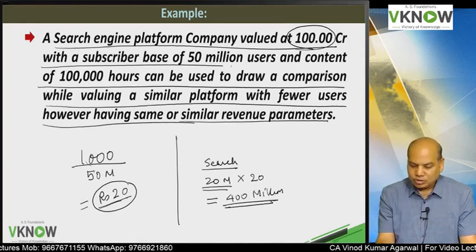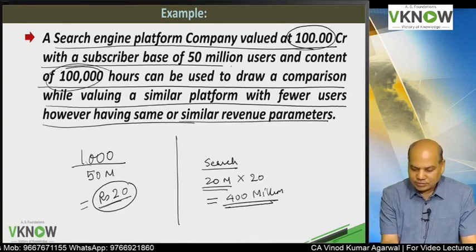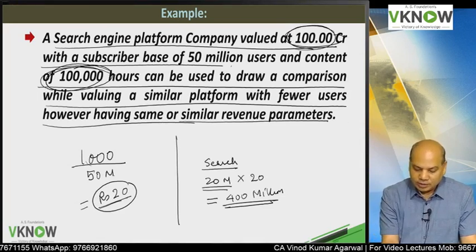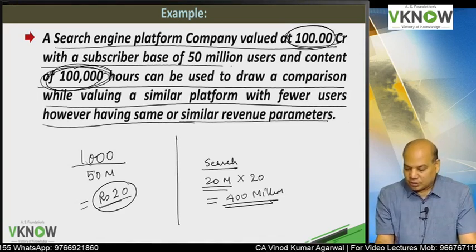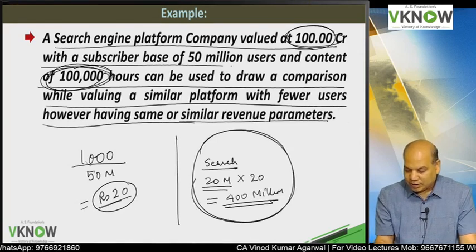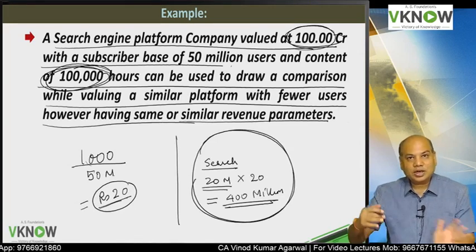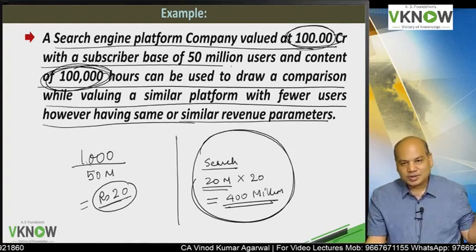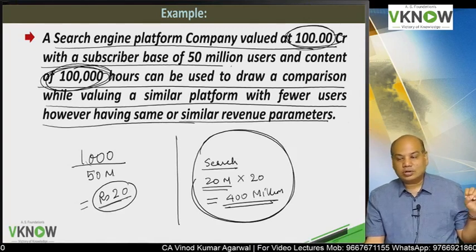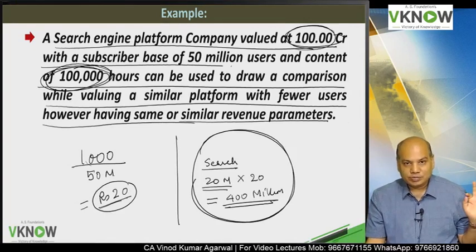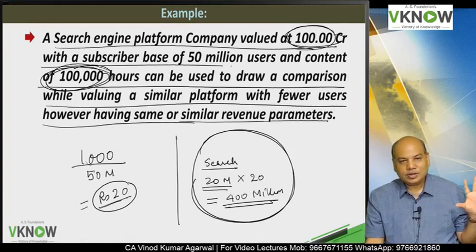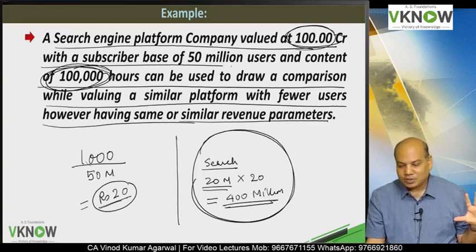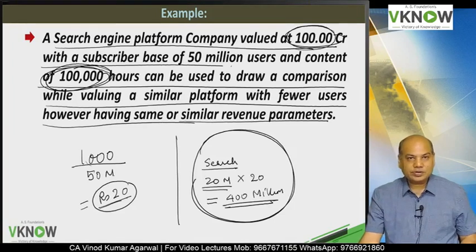Valuation can be based on the number of hours viewed. So here it is 100 crore divided by 1 lakh hours. For a comparable company or target company, you have to see how many hours and accordingly value them. If there are two bases, subscribers and hours, you can apply a weighted average. You can give a weightage of 60% to the number of subscribers and 40% to the number of hours used.